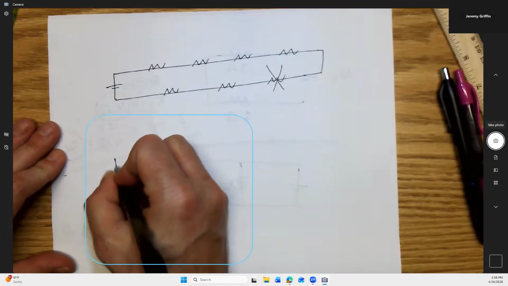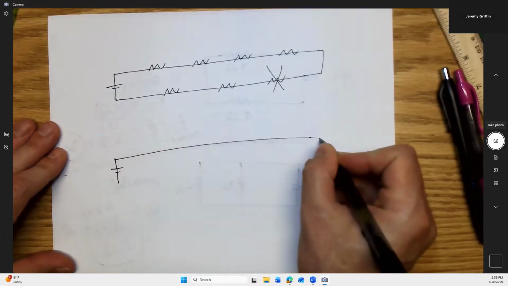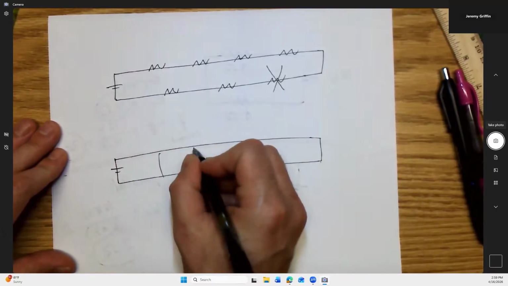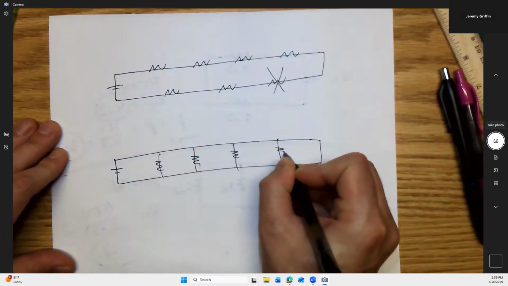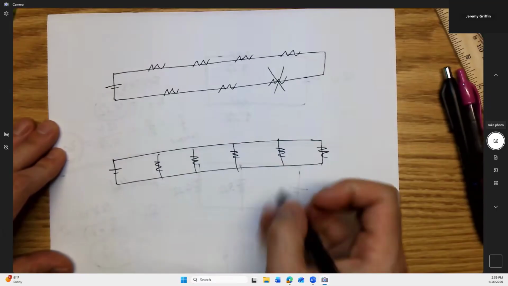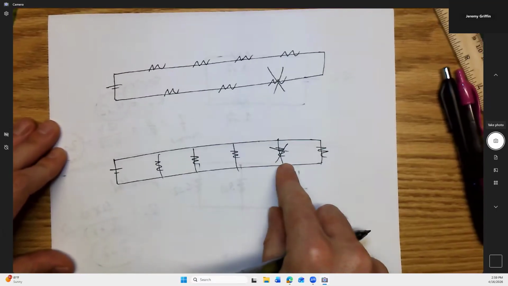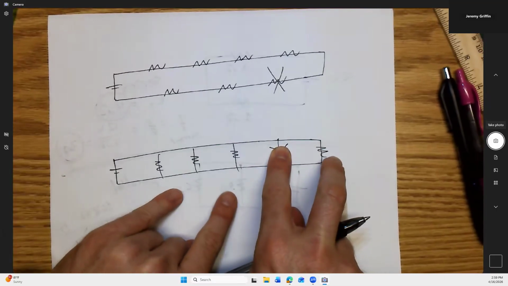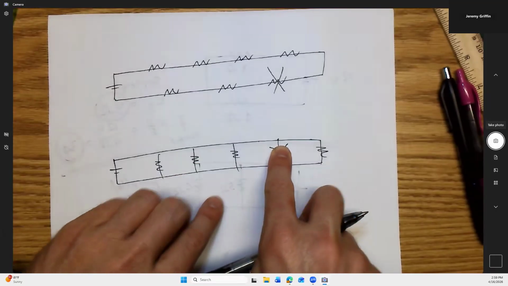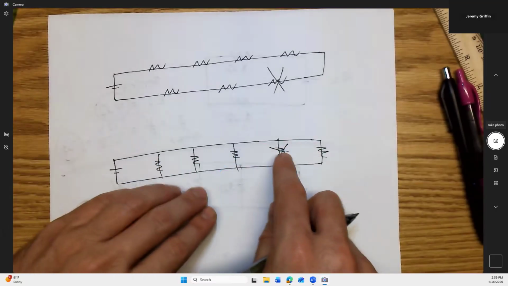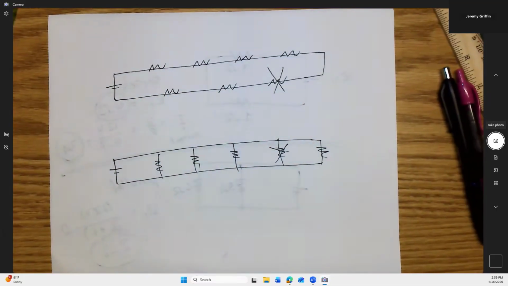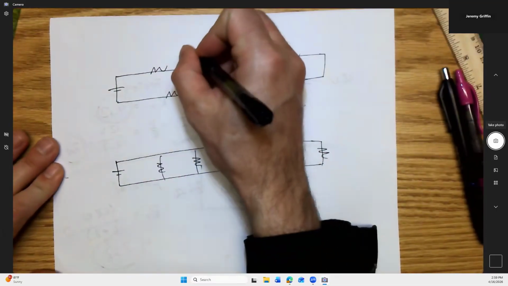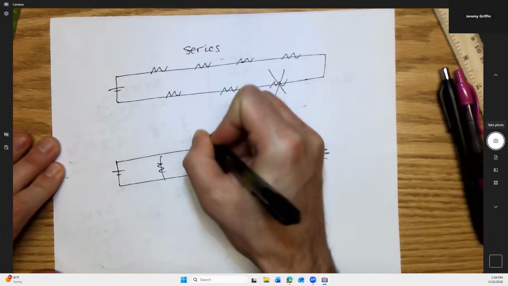But another way you can manufacture a string of Christmas lights is to put them all in parallel. Now let's say this one here burns out. What happens to the other ones? Yeah, the current still flows through all the other ones, and in fact they're just as bright as they were before. That's for parallel. So what's going on in series? What's going on in parallel?